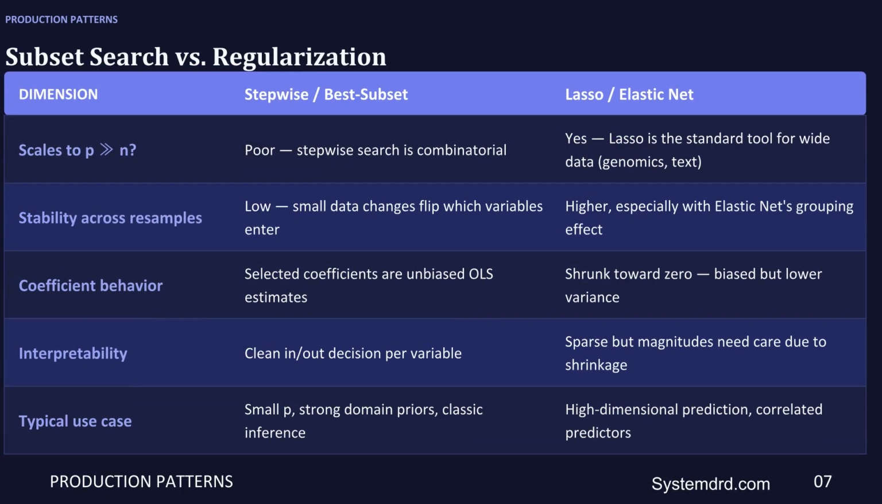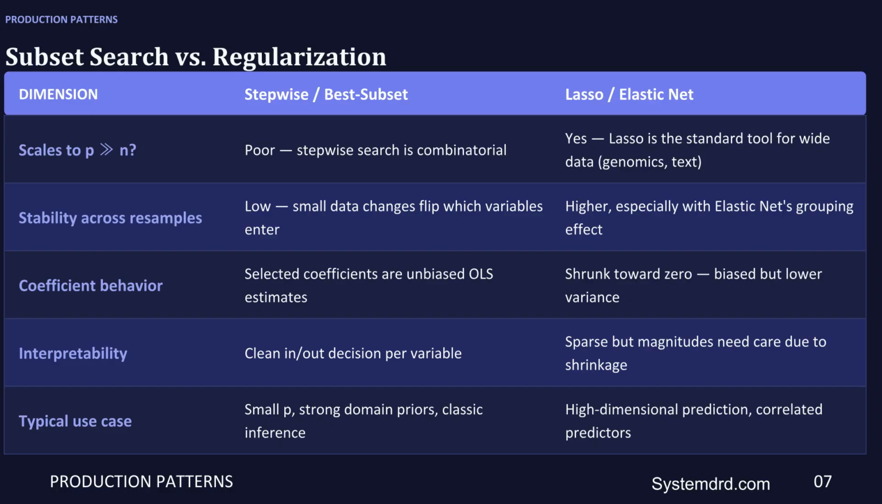The second trade-off is between subset search, stepwise or best subset, and regularization methods like lasso and elastic net. The biggest differentiator is scaling. Stepwise and best subset search are combinatorial, so they handle small numbers of predictors fine, but fall apart once the predictor count is large. Lasso, on the other hand, is the standard tool once you're in high-dimensional territory. Genomics, text features, anything where you have hundreds or thousands of candidate predictors.